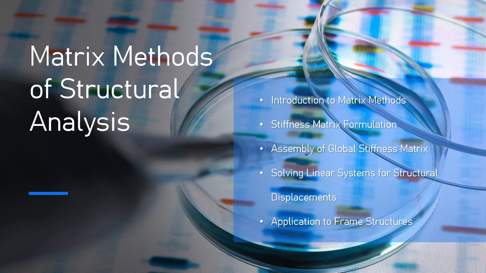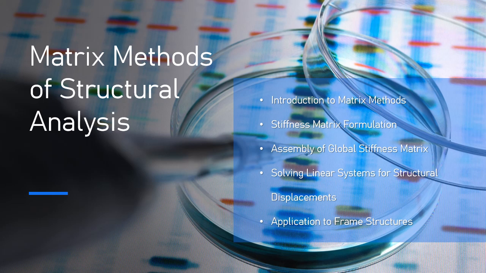This global stiffness matrix relates the displacements at each degree of freedom, DOF, of the structure to the applied forces. The assembly process involves systematically combining the individual stiffness matrices for each element based on their connectivity, i.e., which nodes they share. The result is a global stiffness matrix that can be used to solve for the displacements and internal forces in the entire structure.